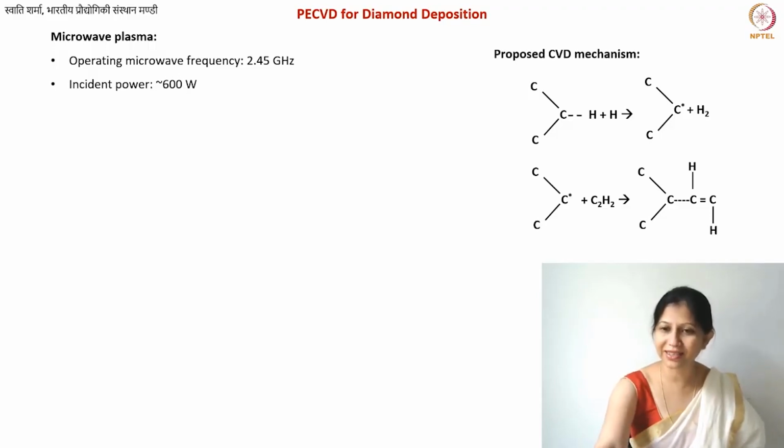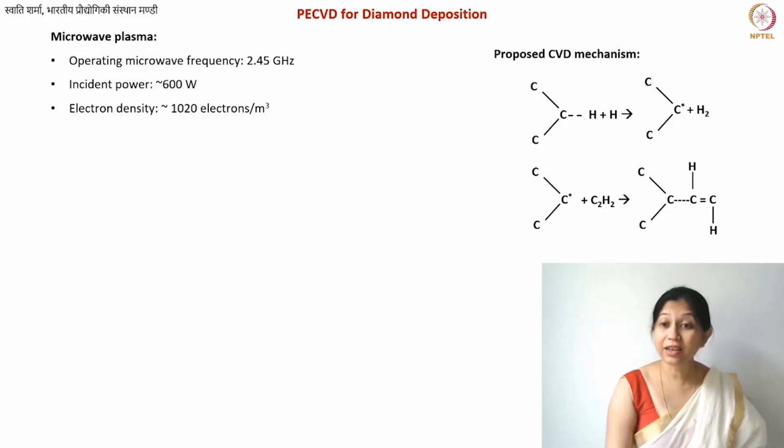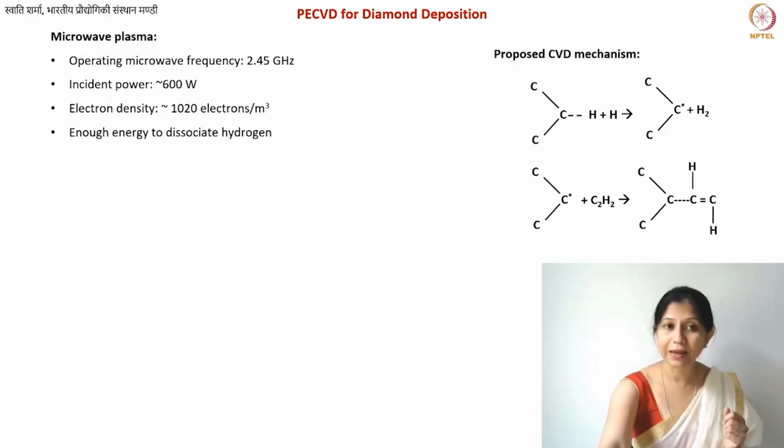So this is a very high energy plasma, and it also has a very high electron density. The intensity of your plasma is very high, also because you have in 1 meter cube over 1000 electrons. Okay, so it is a very high energy plasma.